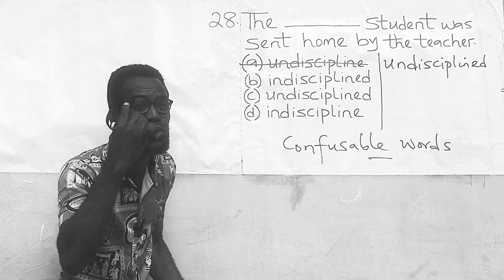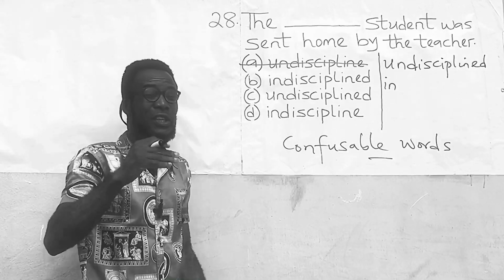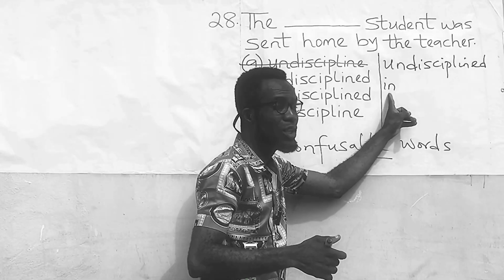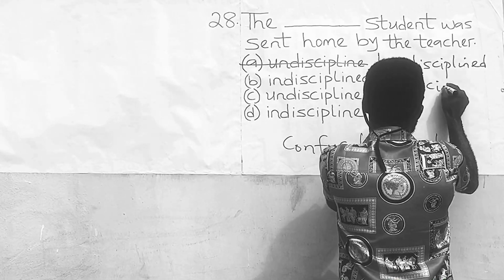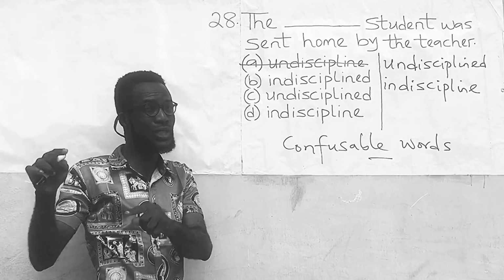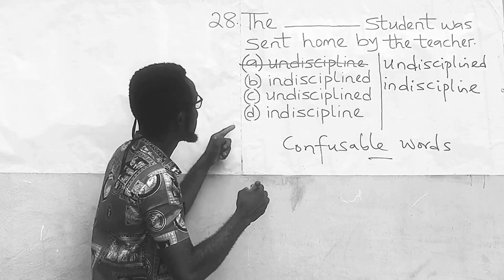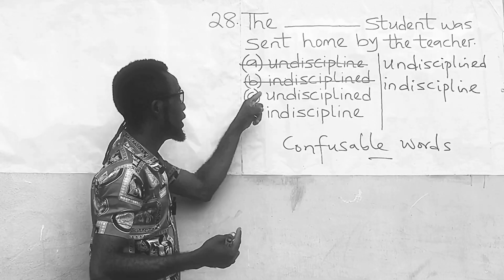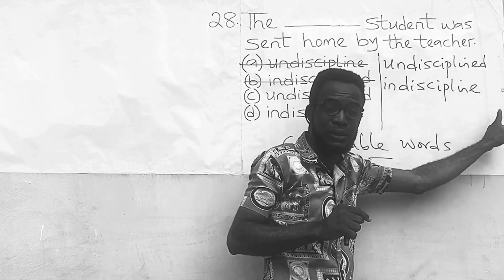Also, the one that begins with the prefix in should never end with a D. In other words, the one that begins with the prefix in should always be written as indiscipline. There is no word as indisciplined with a D ending. It should always be indiscipline. Therefore, option B is wrong because the one that begins with the prefix in should never end with a D.